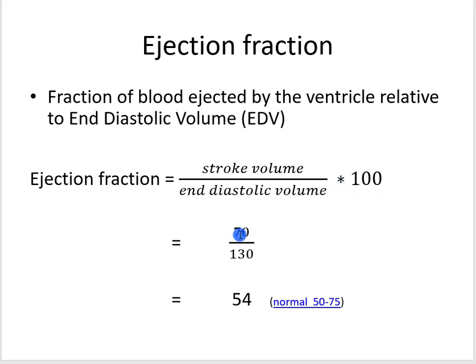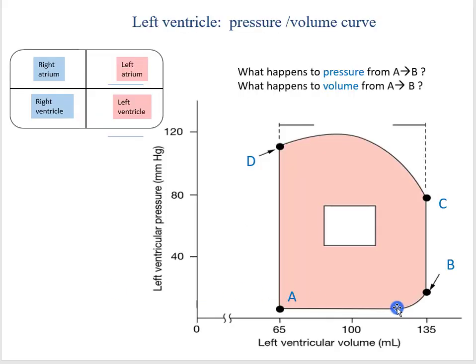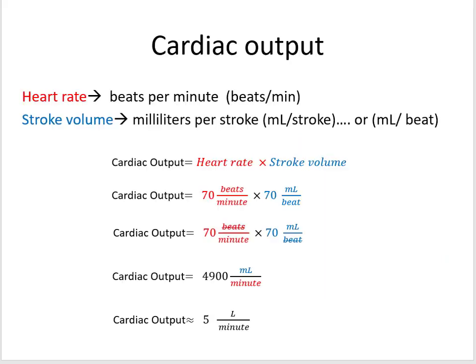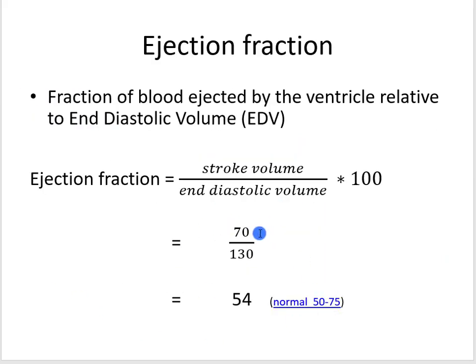All right, so there it is. So we're going to take your stroke volume of 70 and your end diastolic volume of 130. I know on this slide it says 135, but let's just go with 130 for argument's sake. If you do the math out, multiplying by 100, that comes to about 54. And normal ejection fraction is considered to be anywhere within this range, 50 to 75.